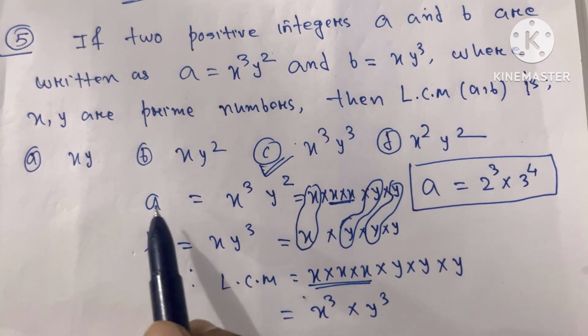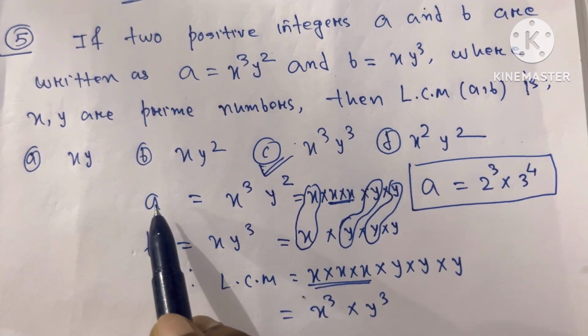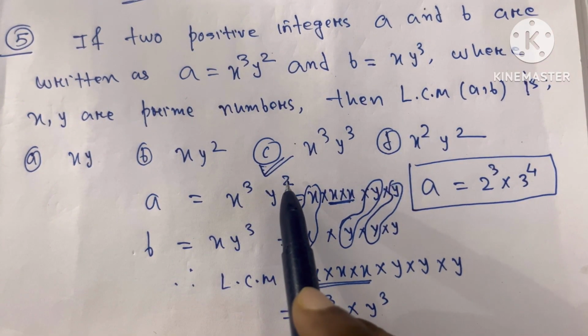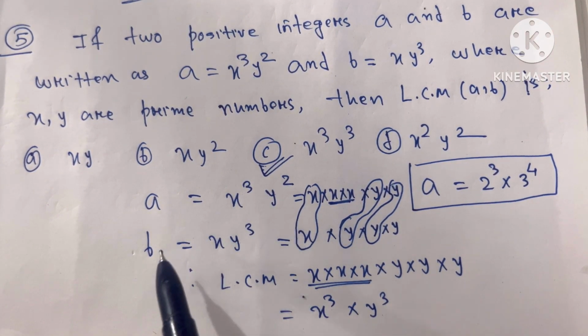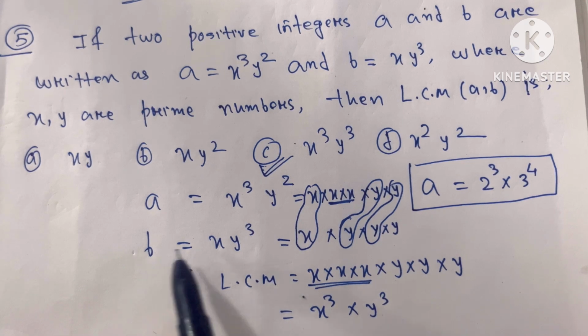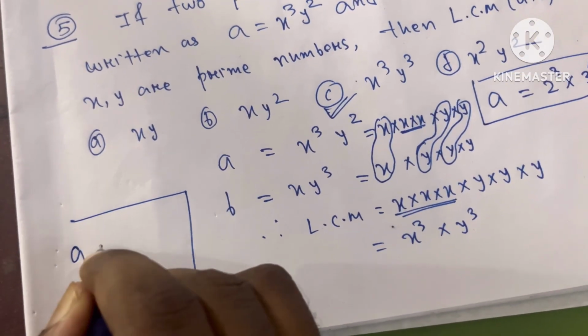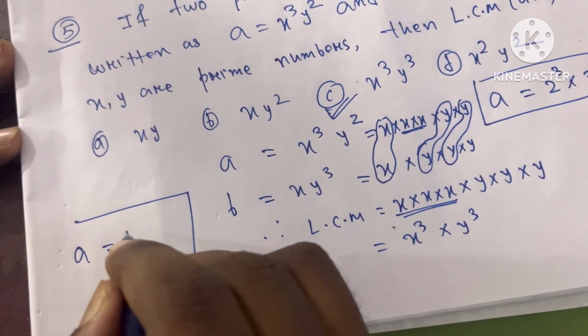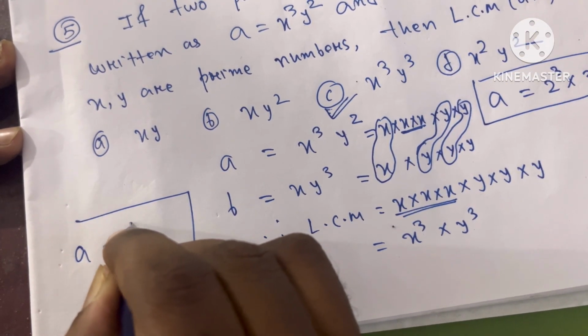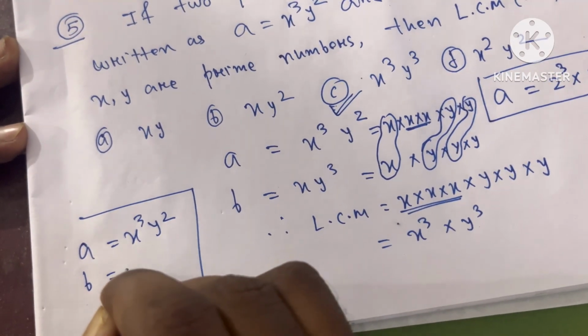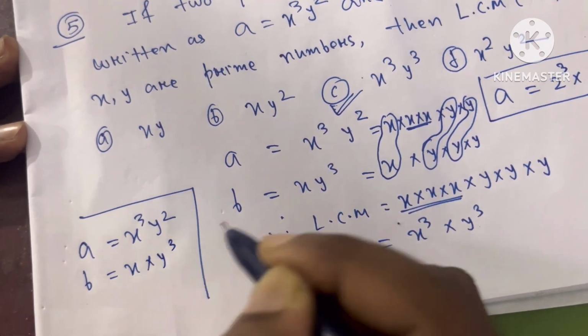How will we find it by the formula? The product of prime exponents of a is x power 3 into y power 2, and the product of prime exponents of b is x into y power 3.